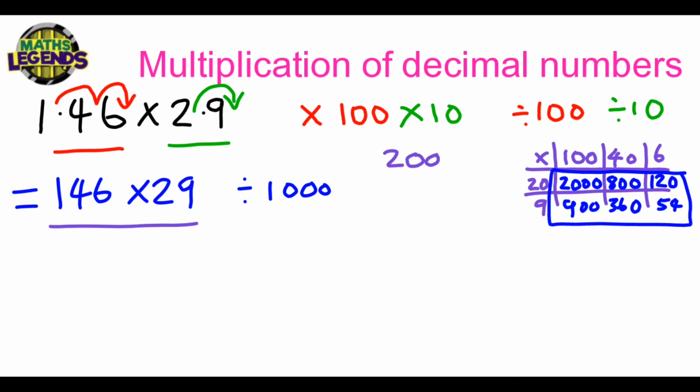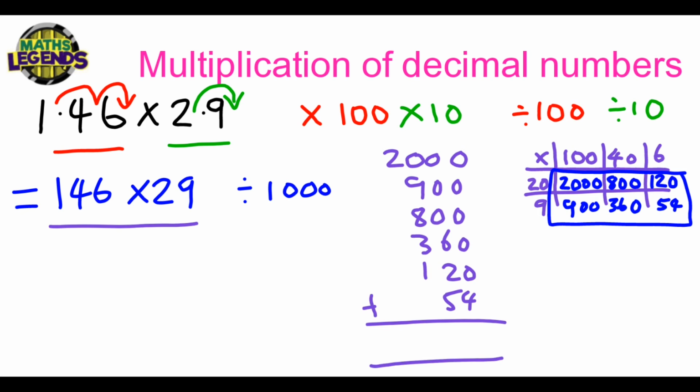And then we add the numbers in the middle here. So we have 2000, 900, 800, 360, 120, and 54. We then add the numbers together, starting from the right hand side. So we have 4, 6 plus 2 is 8, 8 plus 5 is 13, 9 plus 8 is 17, 17 plus 3 is 20, adding the two ones gives us 22, so we place 2 and 2, and then 2 plus 2 gives us 4. So now this becomes 4234 divided by 1000.